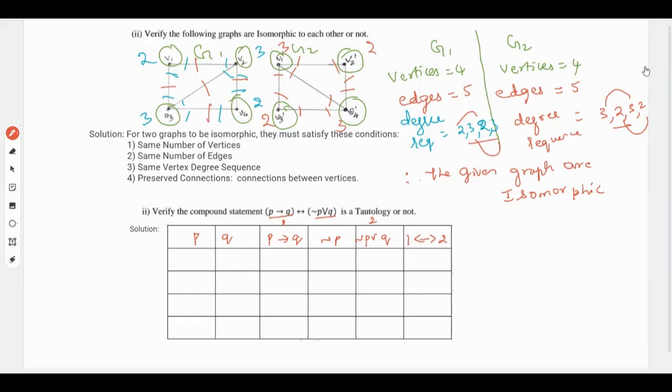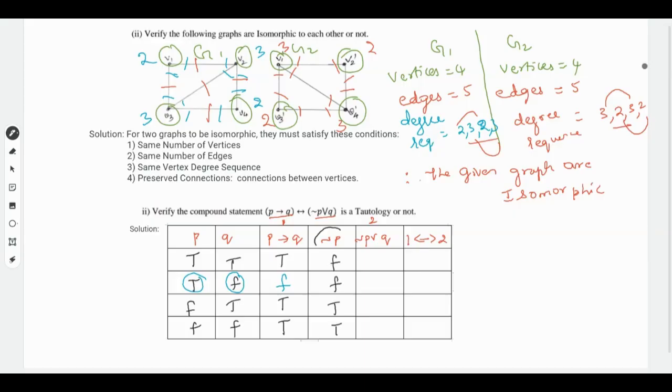So first we should know how to write the heading for the tautology or for a compound proposition. So here first one T T F F, then T F T F. Implication is nothing but when it is T and F, it is F, otherwise it is T. Now negation of this P will be F F T T.